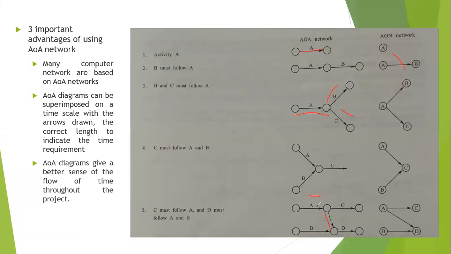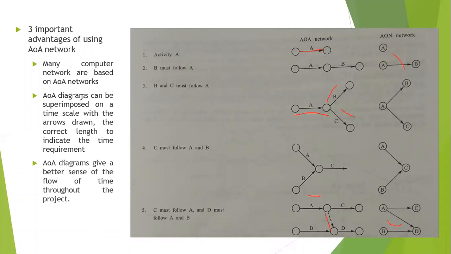Now C will start only when A finishes. So now A has got two dependencies, one with C and one with D. So that's the reason I created a dummy activity. If I represent it in activity on node, it's quite easy. Can you see? One I represented to C, one I represented to D. So that's the main difference. In activity on node, dummies I cannot create, whereas here I have to create dummies.